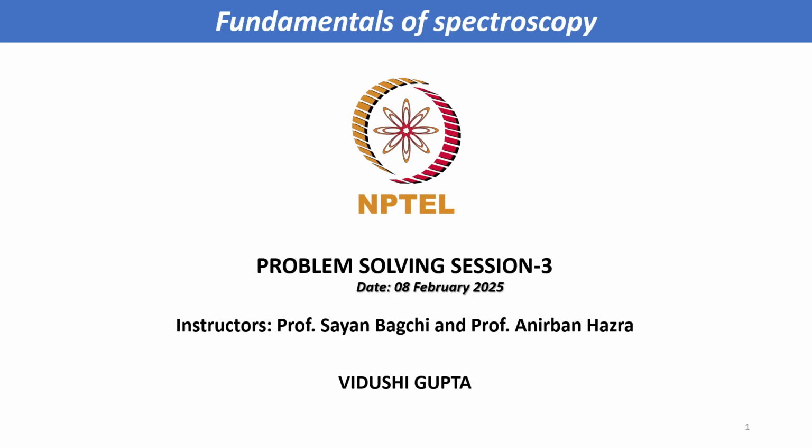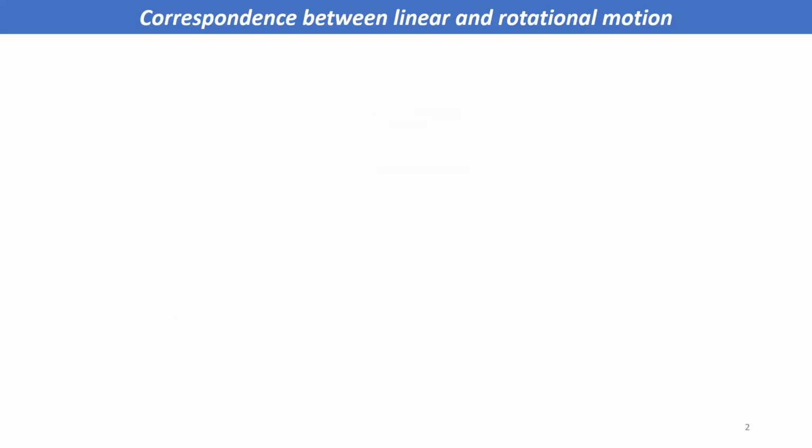This is problem solving session 3 for the course Fundamentals of Spectroscopy. Firstly, in the first lecture, it was about the correspondence between the linear and the rotational motion. So here we will talk about the microwave region. Why? Because rotational spectroscopy, we know, is in the microwave region.